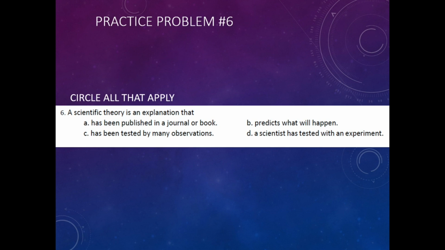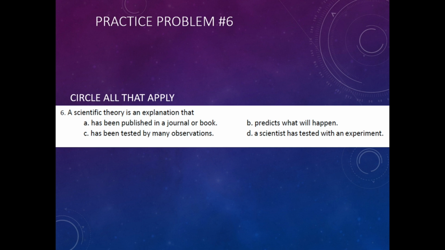Okay, so number 6, which says a scientific theory is an explanation that does what? A says has been published in a journal or book. B predicts what will happen. C has been tested by many observations. Or D, a scientist has tested with an experiment. Well, A does not necessarily have to be true. It does not necessarily have to be published in a book. So A is not correct.